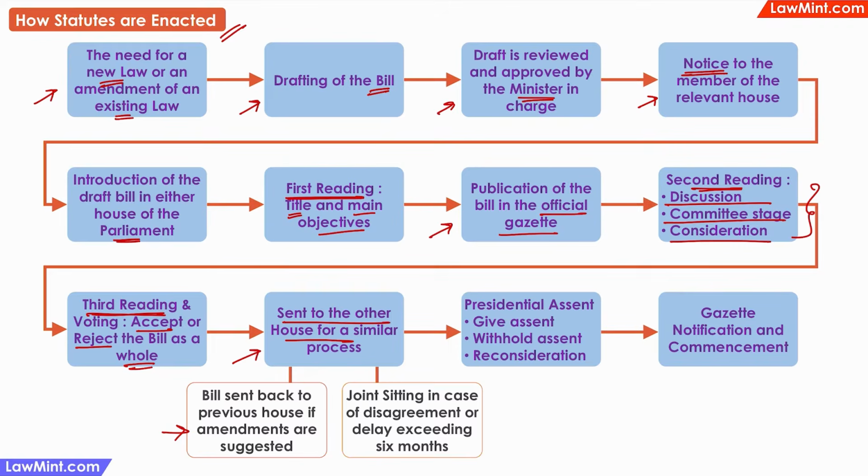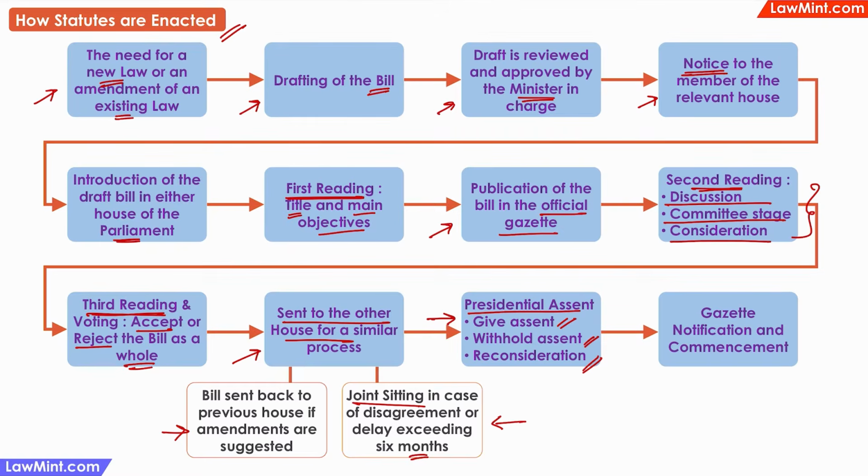If the 2 houses disagree on the amendments, or if one house does not act on the bill within 6 months, then the president may summon a joint sitting of both the houses to deliberate and vote on the bill. Once both houses of parliament pass the bill, it is presented to the President of India for assent. The president can give assent, withhold assent, or return the bill, if it is not a money bill, with a request for reconsideration. If the bill is returned and passed again by both the houses with or without amendments and presented again to the president, then it is obligatory for the president to give assent.